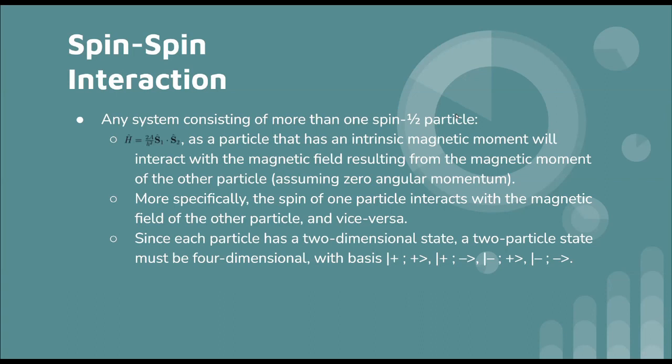So each particle has a two-dimensional state, which we learned in class. And that means that a two-particle state specifically would have 4 dimensions. And you can pick a pure basis if you like: plus-plus, plus-minus, minus-plus, and minus-minus. And so those are the 4 dimensions that we're looking at when it comes to a two-particle system.